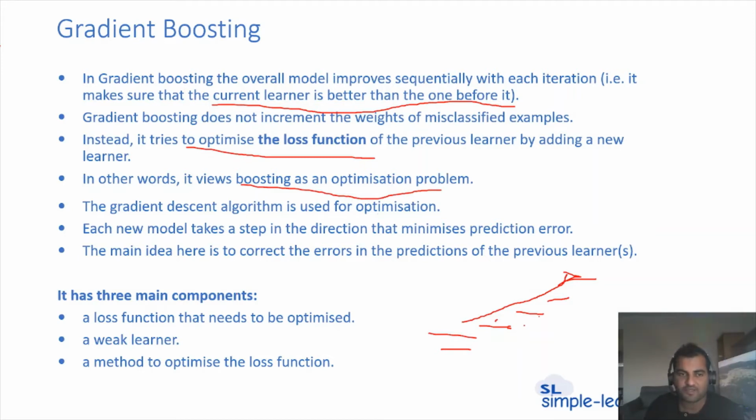And it has three main components, right? One is the loss function, so be sure that you have an understanding of the loss function. If not, I request you to quickly refer to your notes so that you have a quick understanding. Then there should be a weak learner, where the learning happens, and we should also know the method to optimize the loss function.